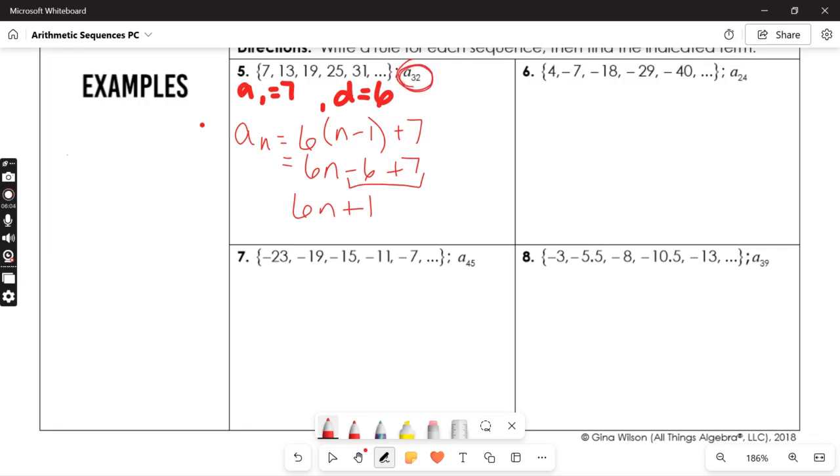And then I'm going to do this last part here, which says a of 32. So this is one of your answers. It does ask for two things. It says find the formula and then find the indicated term. So I am going to plug 32 into this. So I'm going to do 6 times 32 plus 1, which is 193. So that is my other answer.